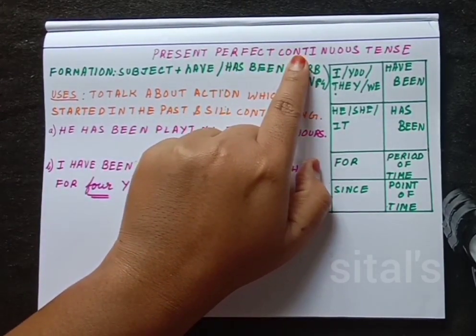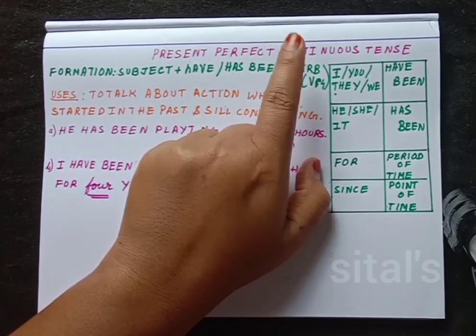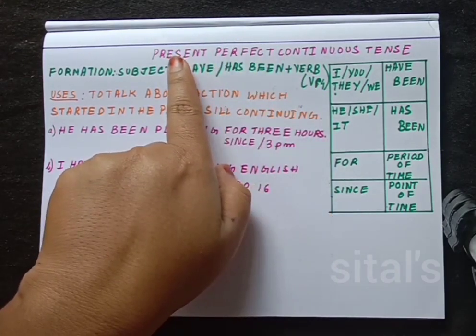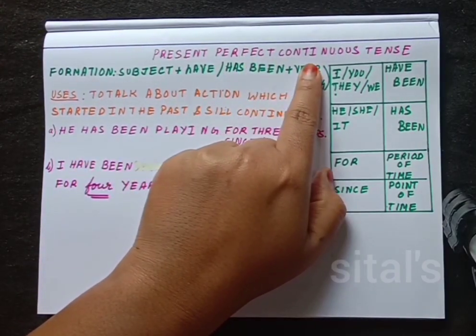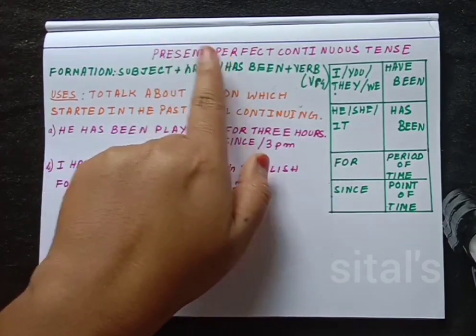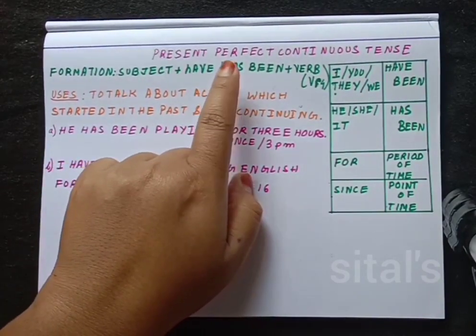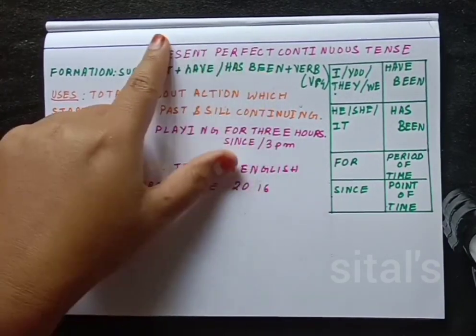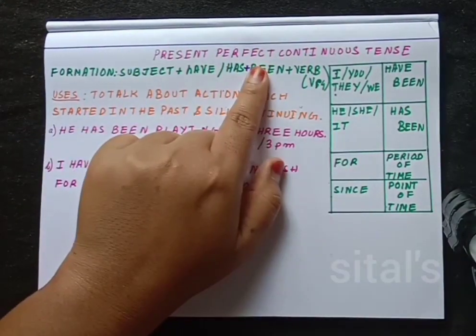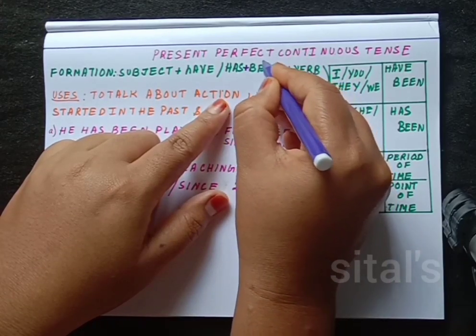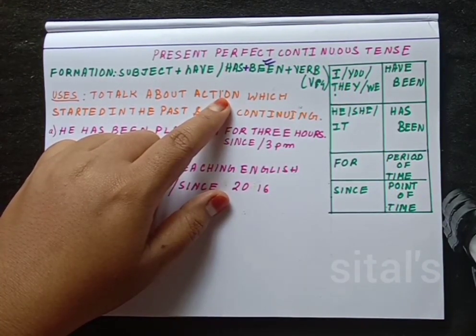But it is continuous too. So whenever you see continuous, you have to use the fourth form, the ing form of verb, right? So the verb has to be present perfect and it has to be continuous. So the formation of present perfect continuous tense will be subject plus have or has plus been plus fourth form of the verb. So here you have to add the word been. Please remember been, B-E-E-N, not being. It is B-E-E-N, been.